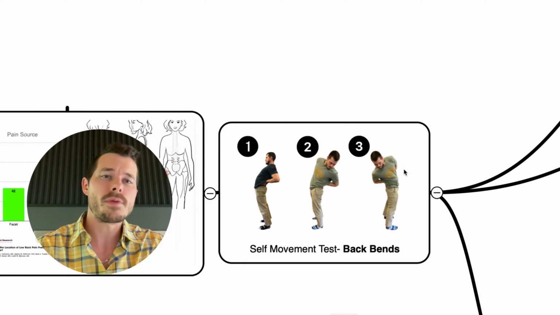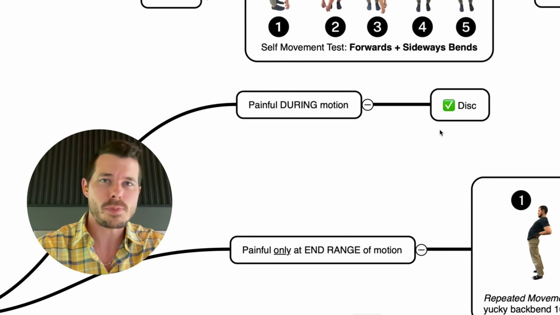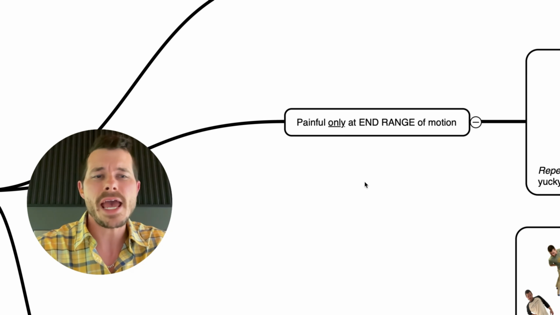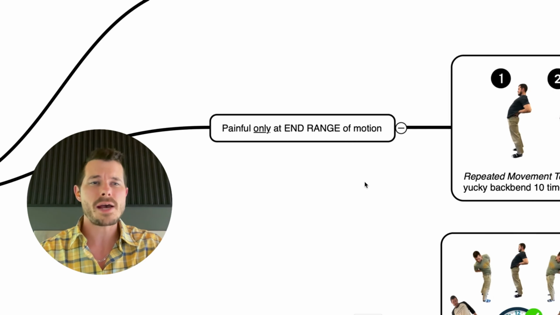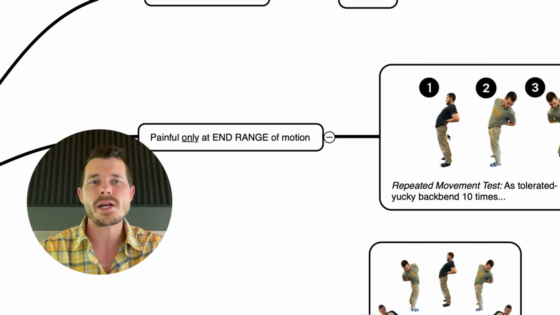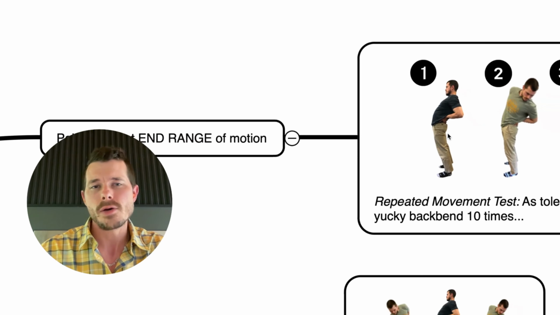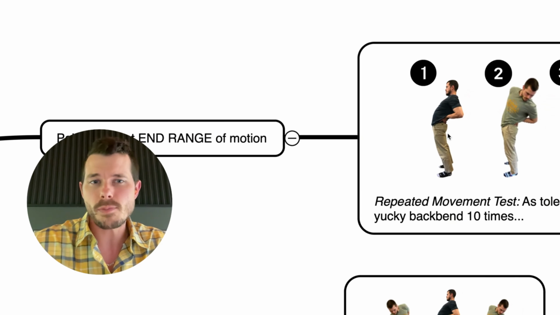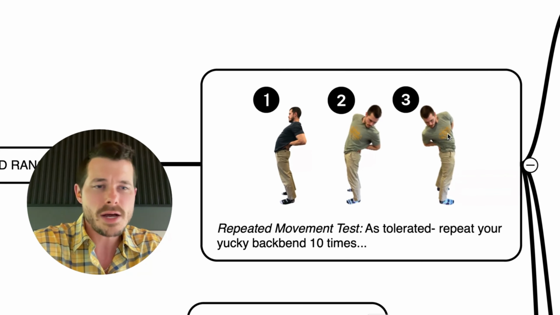And that is pain during motion, and that is most consistent with a disc problem. But let's just say you have pain only at the end range of motion. So you stand on up, you bend backwards, and you say, ouch, I feel it when I get to the very end of the back bend. Well, that could still be a disc problem, or it could be a joint problem. So what I want you to do is another test.